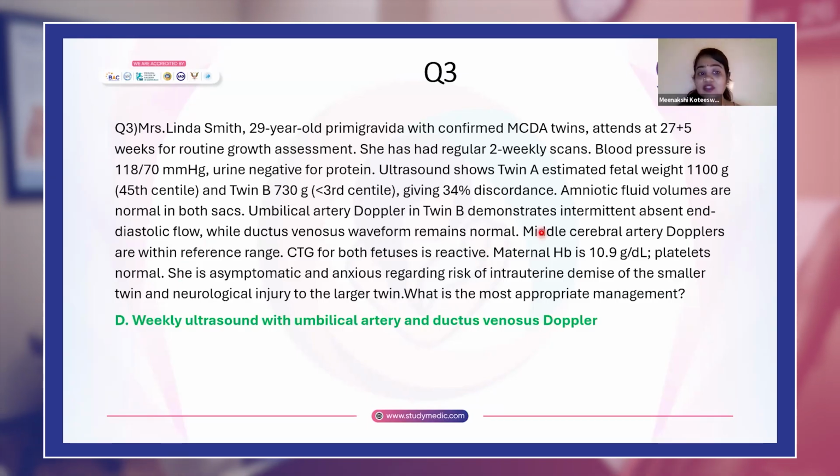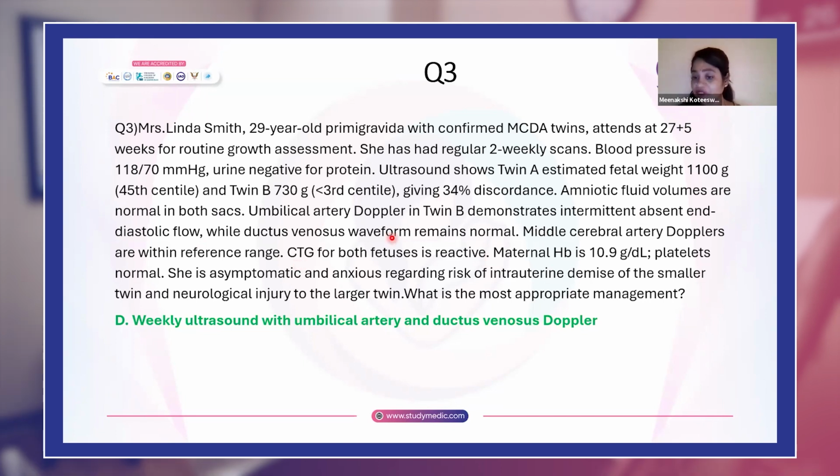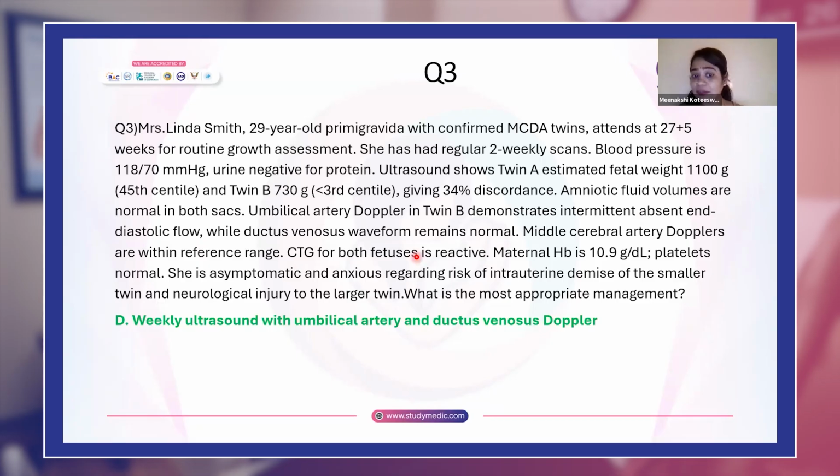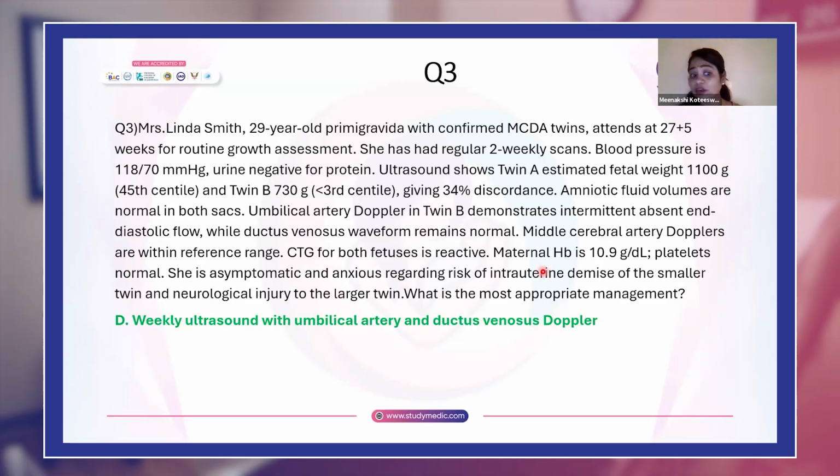Middle cerebral artery is also within the normal range. CTG for both fetuses are reactive, and HB is 10.9. Platelets are normal. She is asymptomatic, anxious regarding the risk of IUD of the smaller twin and neurological injury. What is the most appropriate management?